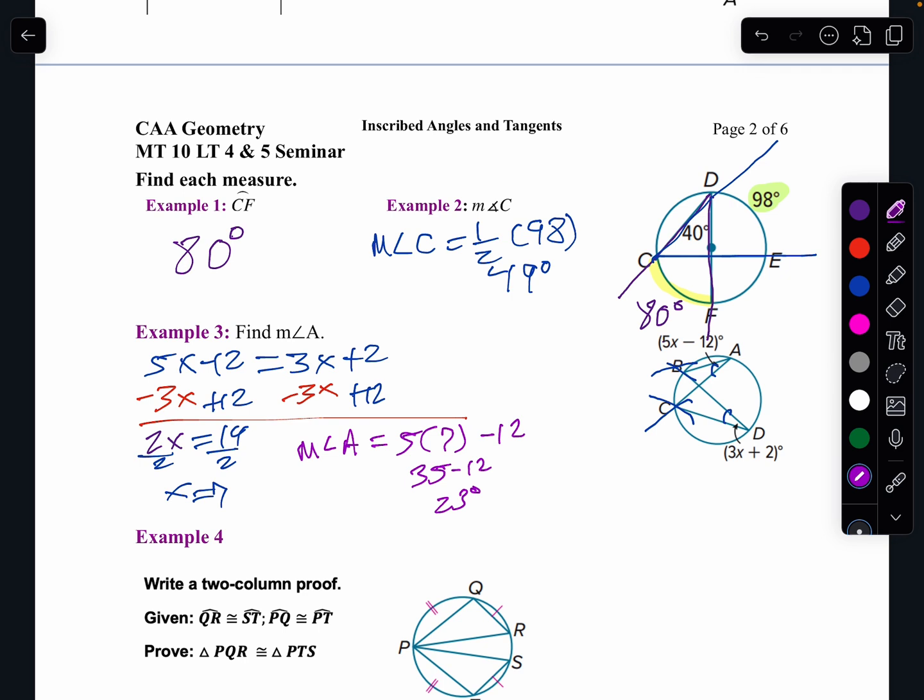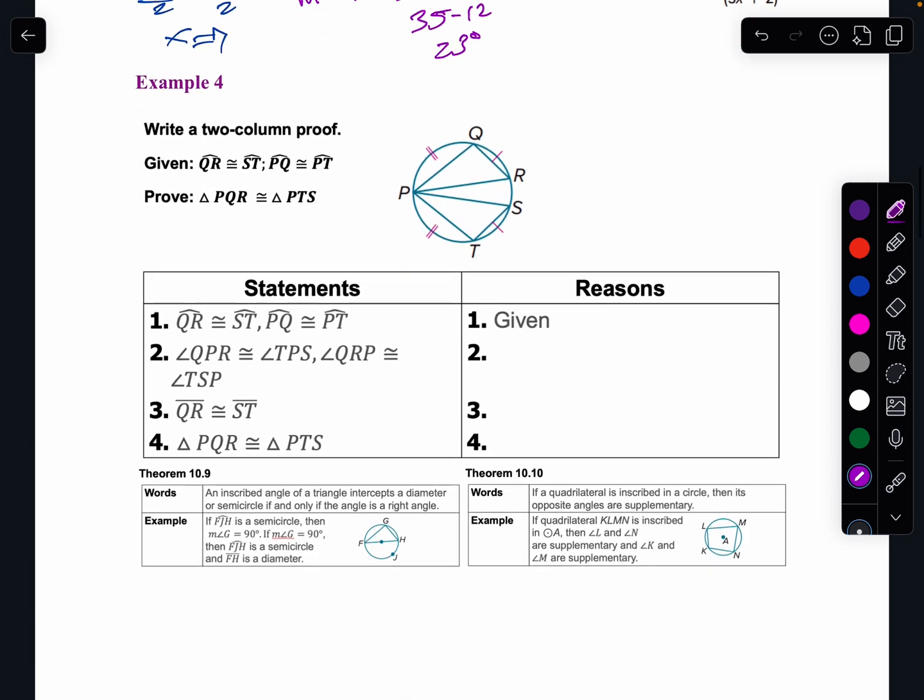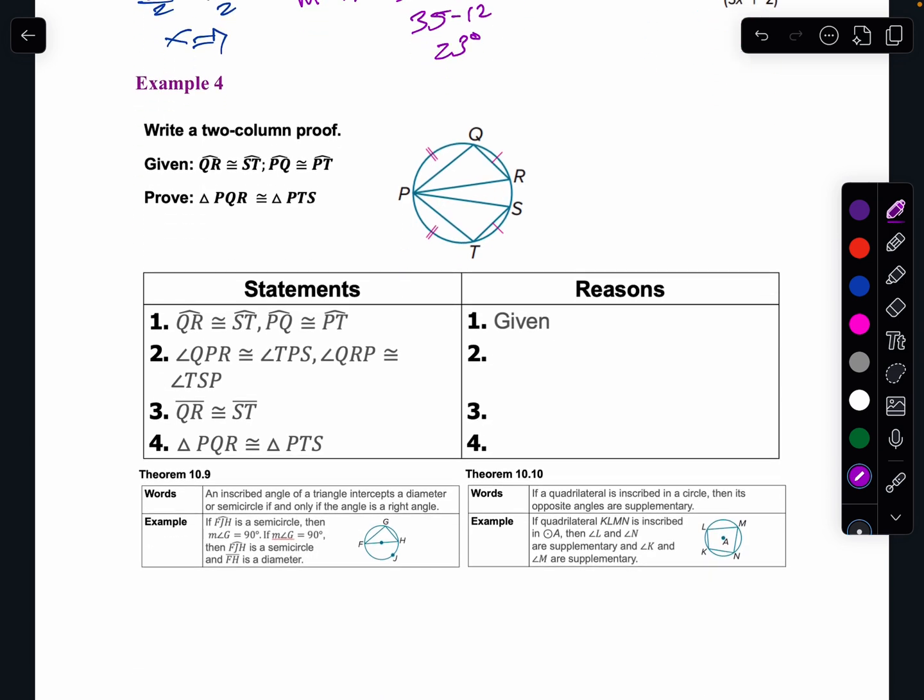Now, let's do a proof. We're given, you can see, QR is congruent to ST, and PQ is congruent to PT. Because of that, I know angle QPR is congruent to angle TPS, and I know angle QRP is congruent to angle TSP.